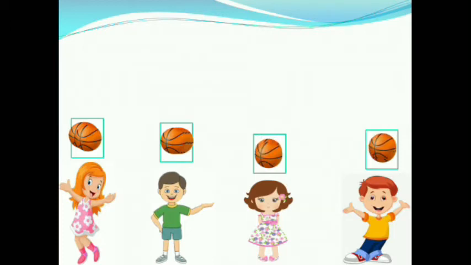Now, are there any balls remaining with Karan? Think, children. No. No balls are left with Karan. Each friend of Karan has 3 balls. So 12 balls can be distributed into 4 groups of 3 balls in each group using the division sign. The above process can also be written as 12 divided by 4 is equal to 3.